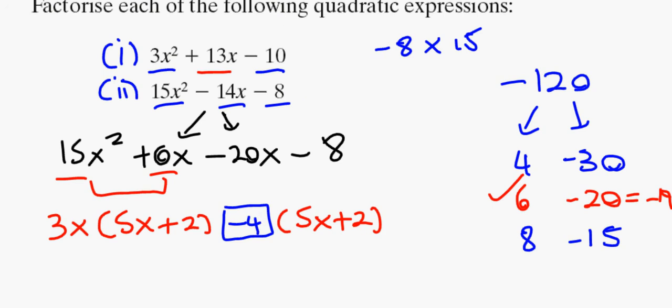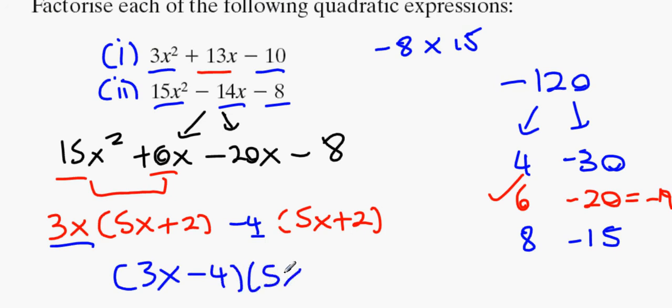Okay? So now that we have that done, we just need to factorize the numbers that come in front of the brackets. So the first bracket is 3x minus 4, and the second bracket is 5x plus 2. Okay. Next question, okay?